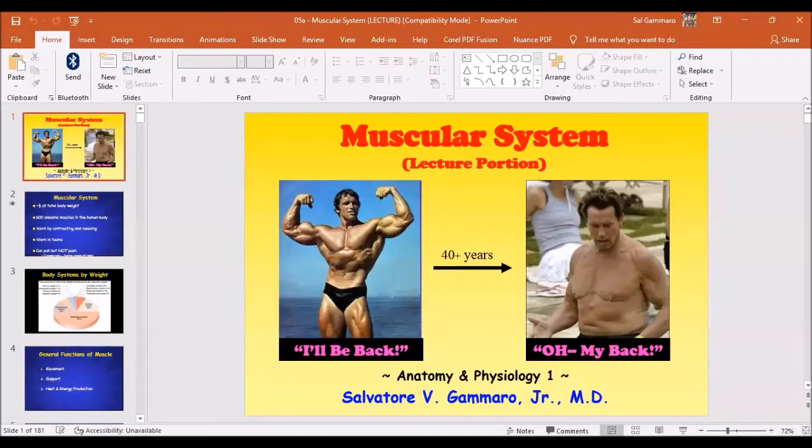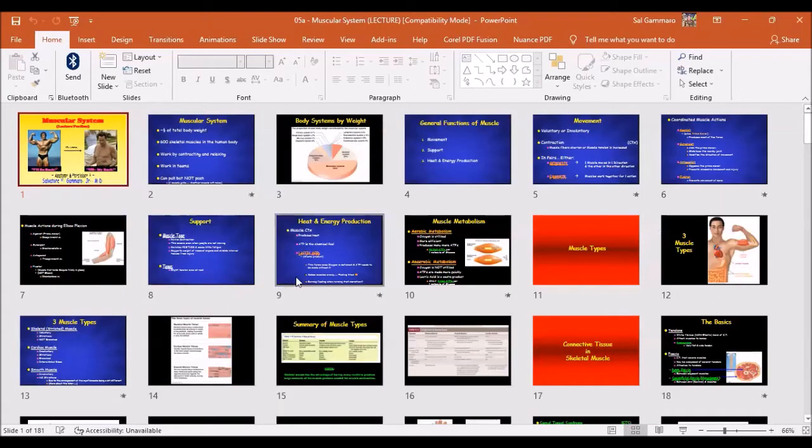So this is going to be our next PowerPoint. Like we did with the bones, the way I broke up the muscular system, there are two parts. There's a lecture portion. I'll call this one Arnold Schwarzenegger. I'll be back, and 40 years later, oh, my back. There's a difference. Then there's also going to be a lab portion, which we're not going to start until later on, probably sometime in July, where we have models of muscles and stuff. So it's the lecture portion that we're going to do here, and the first part is going to be more general stuff.